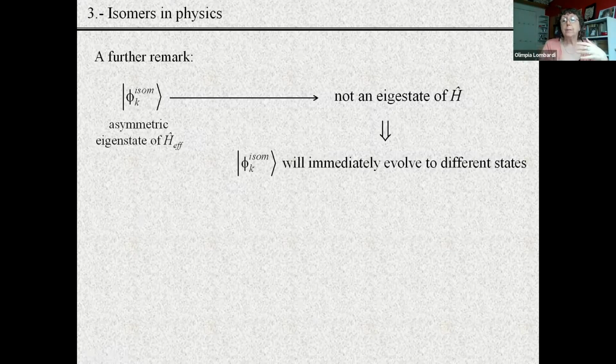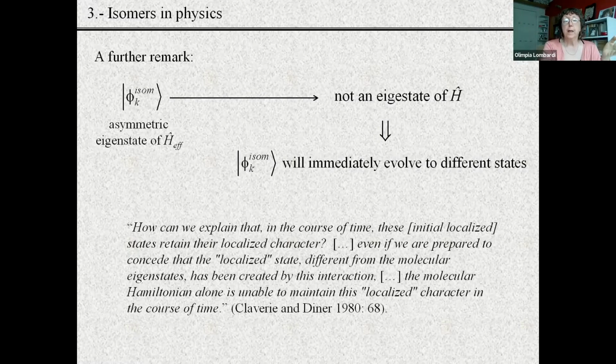So how can I explain the stable situation of an isomer? This is something that Claverie and Diner say very clearly. How can we explain that in the course of time, these initial localized states retain their localized character? Even if we are prepared to concede that the localized state, different from the molecular eigenstate, has been created by this interaction, the molecular Hamiltonian alone is unable to maintain this localized character in the course of time.